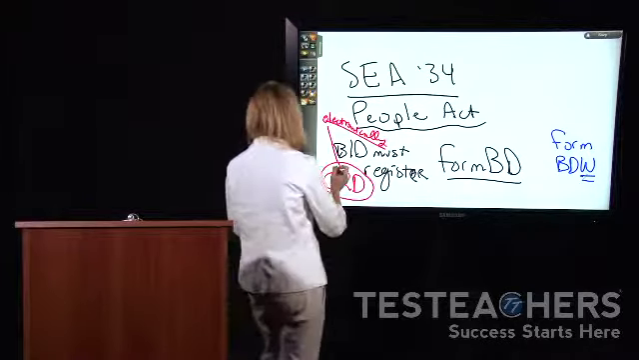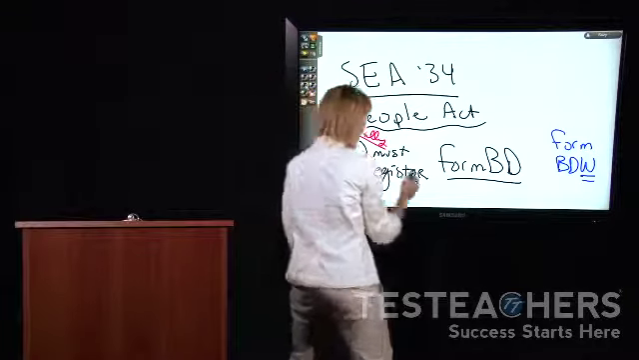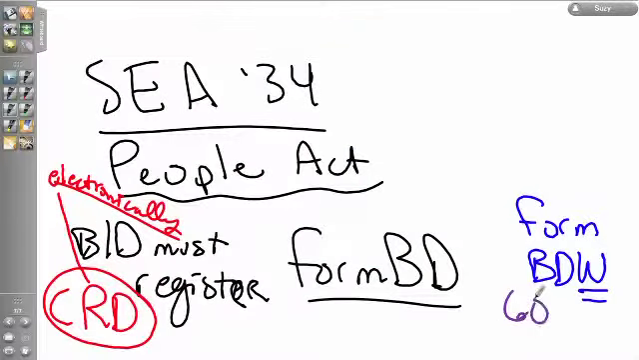Withdrawals from registration shall become effective on the 60th day after they've been filed with the SEC, or longer or shorter as the SEC deems necessary for the protection of the public. But generally speaking, forms filed to withdraw registration with the SEC are effective on the 60th day after filing. So Form BDW, or Form U5 if it's for an individual, effective on the 60th day. So these forms are filed with the SEC.